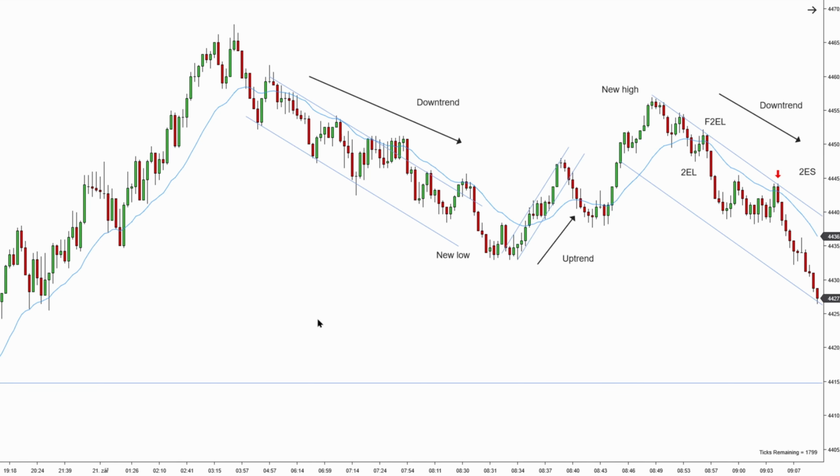Traders, welcome back to another price action trading lesson where we're going to dive deeper into understanding the language of price action. We're going to talk about how price action moves in all price charts.